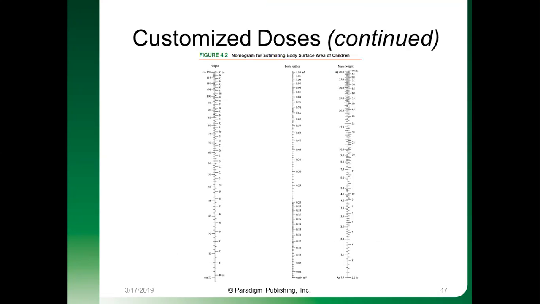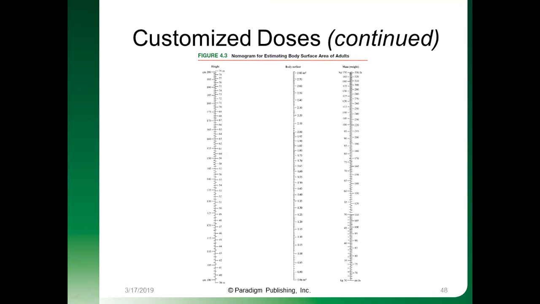So here's an example of a nomograph for children. We have the height in centimeters and inches. Remember, if they give us the result in feet, we have to convert it into inches. The middle part is the body surface area. This is the meters squared that we're looking for in order to calculate our dose. And then the third column is the weight, again written in kilograms and pounds.